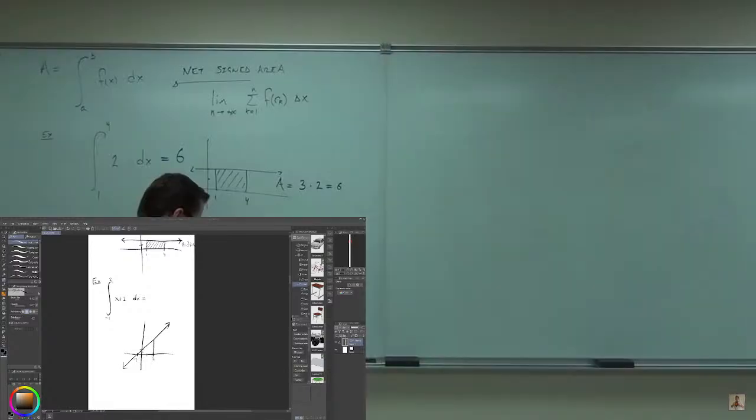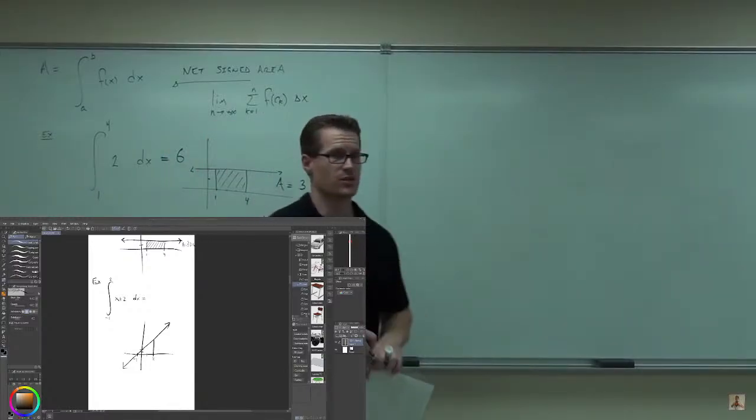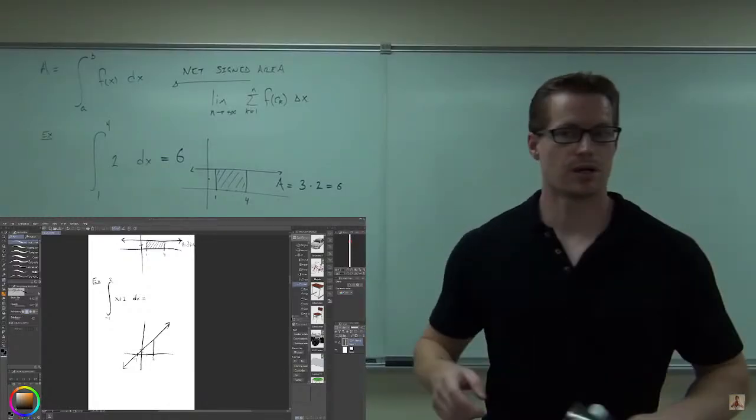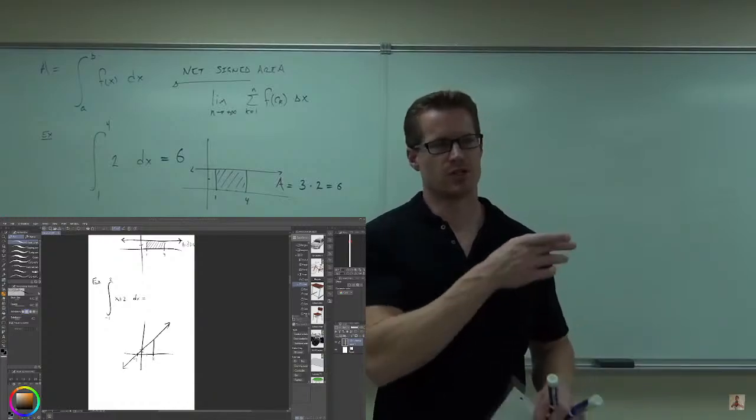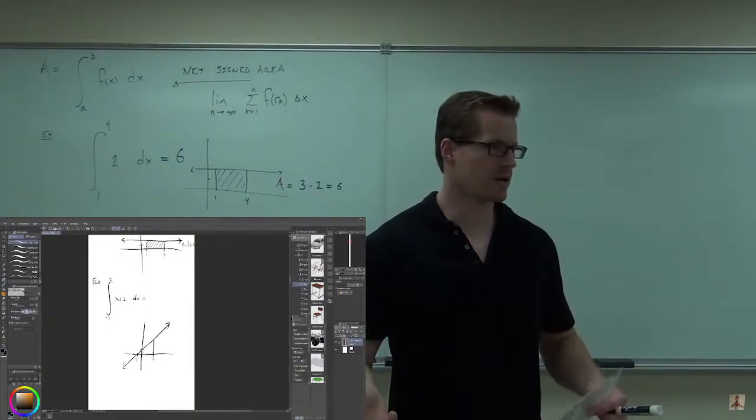And I'm going to go from -1 to 2. And this is the area that I would like to represent, the area of this region. How do you find the area of that region? Geometrically, could you do it? How might you do it? Split it up. Probably a triangle and a rectangle is how I would do that.